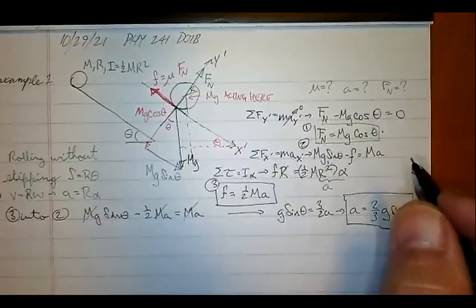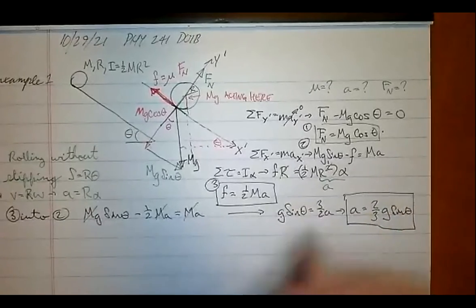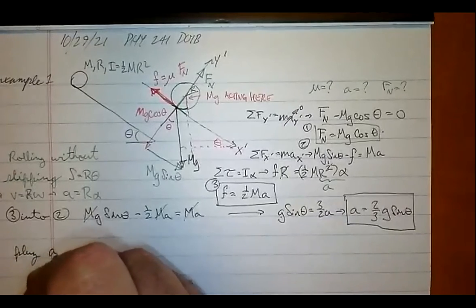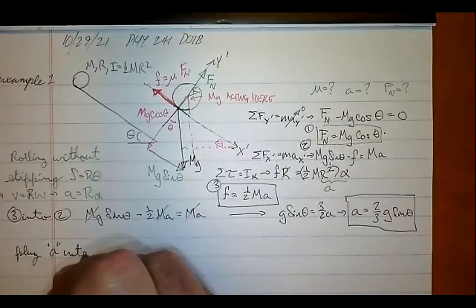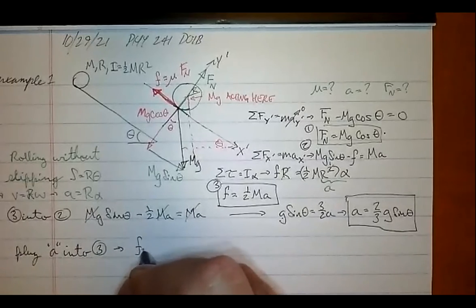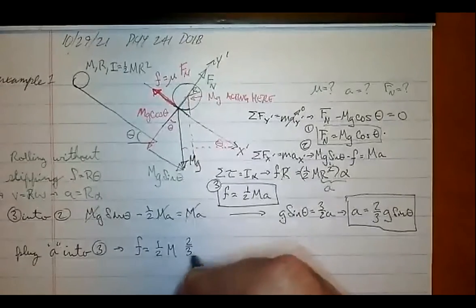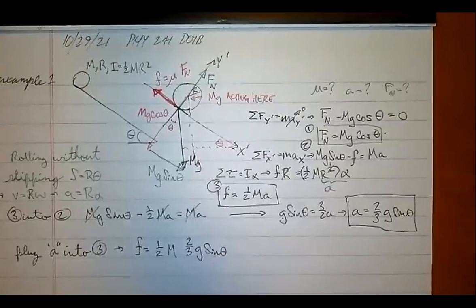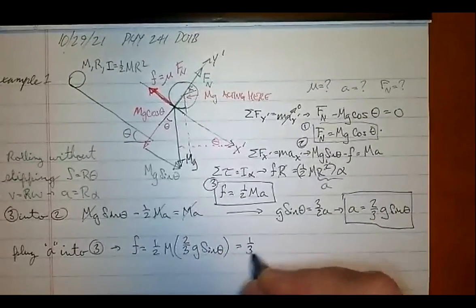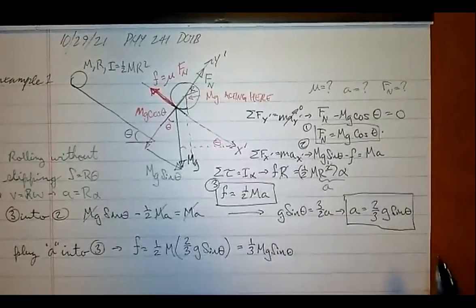But now I can take that and plug that back into, let's say, equation 3. Make sure you can still see that. Yeah, plug A into 3. So now we know the friction force, which is 1/2 the mass times the acceleration, and the acceleration is 2/3 g sine theta. We can see we're going to get 1/3 mg sine theta is how big the friction force has to be.